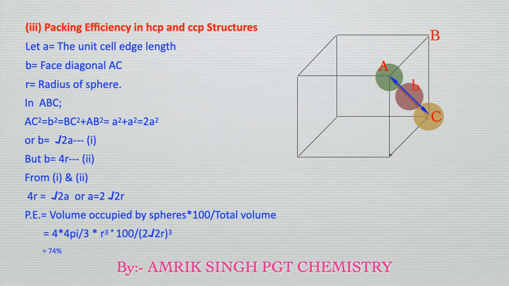Let a be the edge of the unit cell and b the face diagonal, and r the radius of the packing sphere. In triangle ABC, AC square will be AB square plus BC square. AB is equal to a, BC is also a, therefore 2a square. So b is equal to root 2 a by mathematical calculation, but b is also r plus 2r plus r, that is 4r. Comparing 1 and 2, we get a equal to 2 root 2 r. Putting this value in the packing efficiency formula, the packing efficiency comes to 74%. The number of atoms in FCC is 4, therefore 4 is put here.